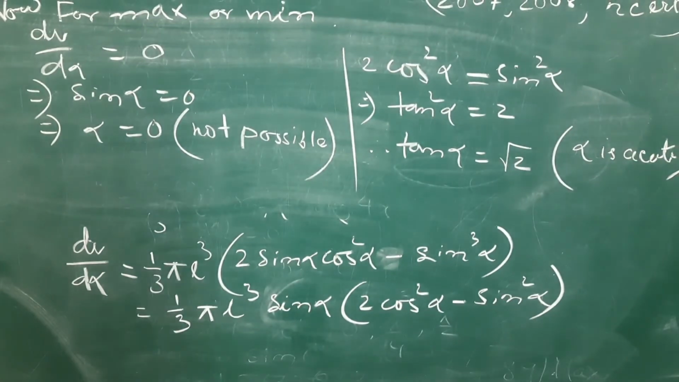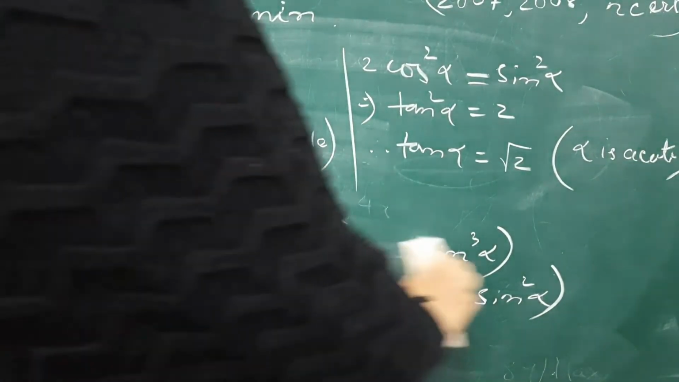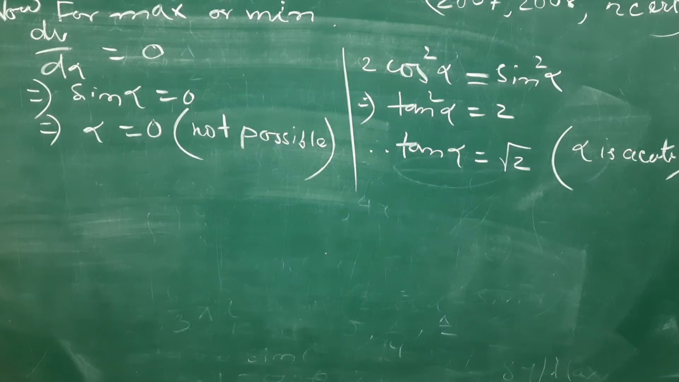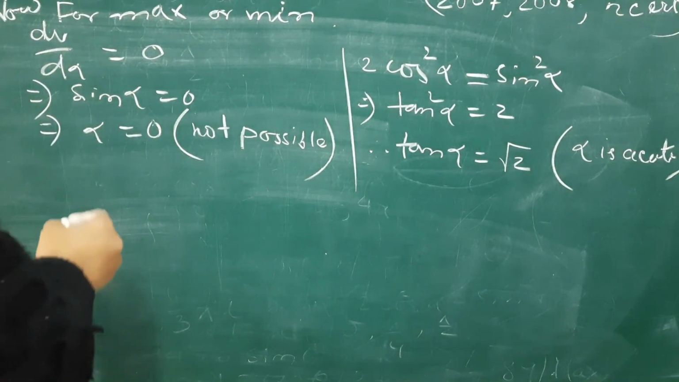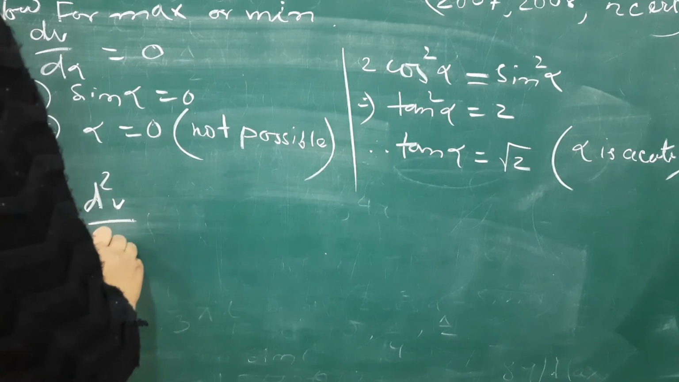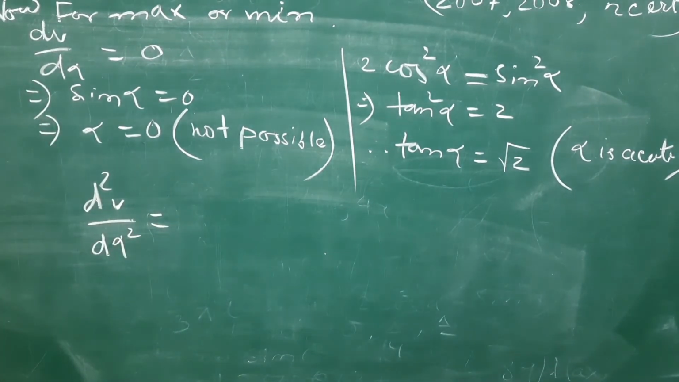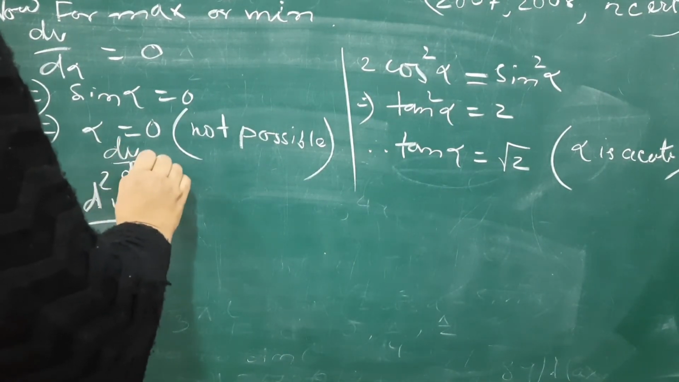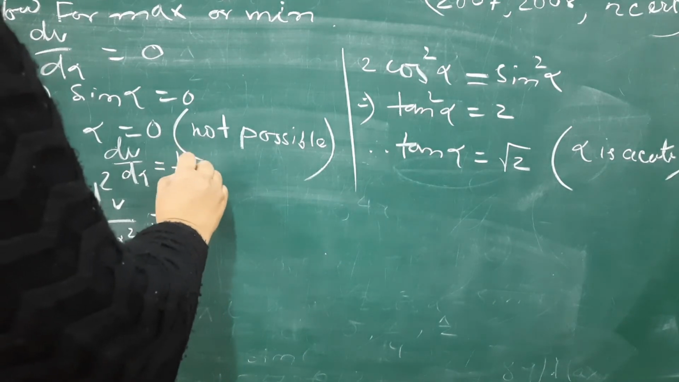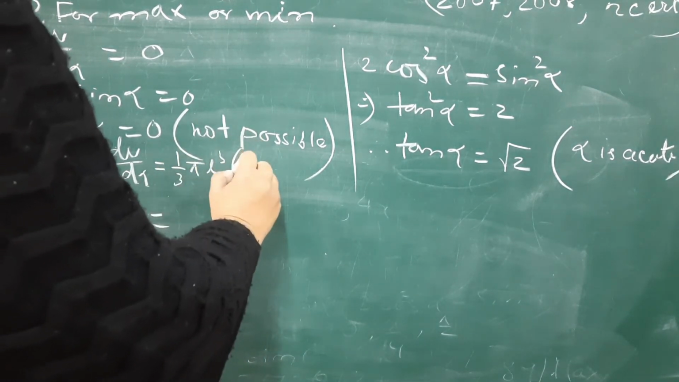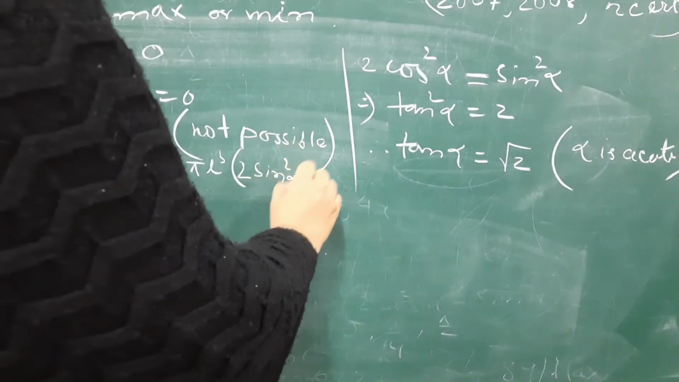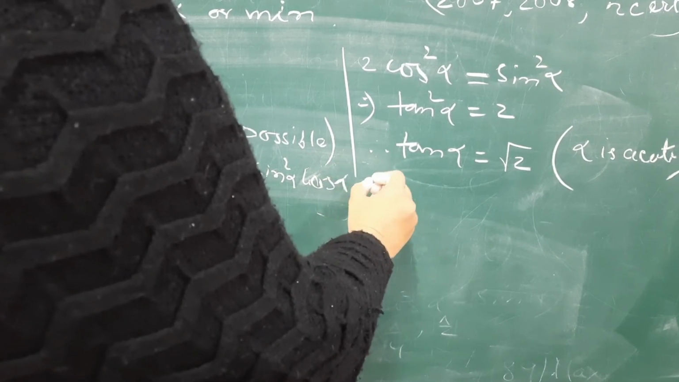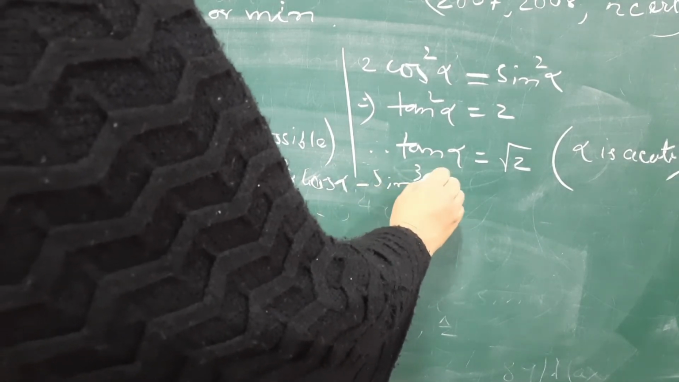In acute angle. Okay, next for these values we have to find out d square V d alpha square. So I have wrapped that part. Now d2V d alpha square. So here what was the dV d alpha? Let me write it once more. dV d alpha, it was 1/3 pi l cube, twice sine square alpha cos alpha minus sine cube alpha. It was there.